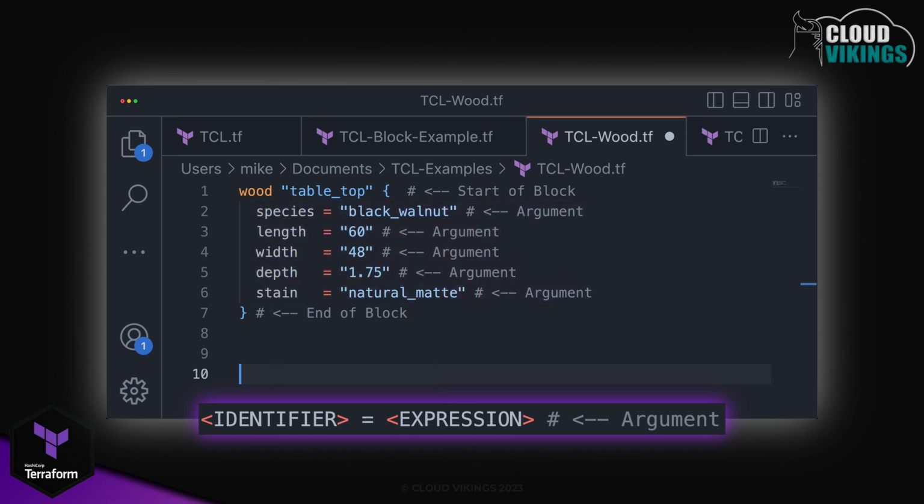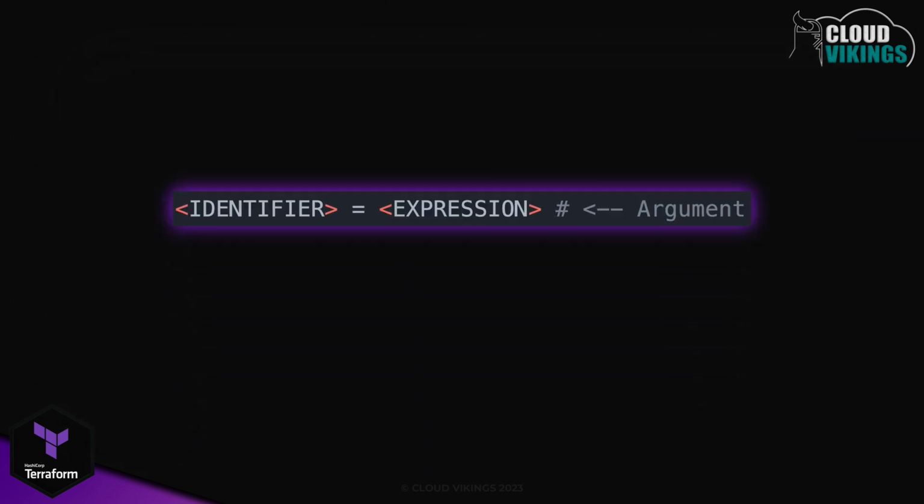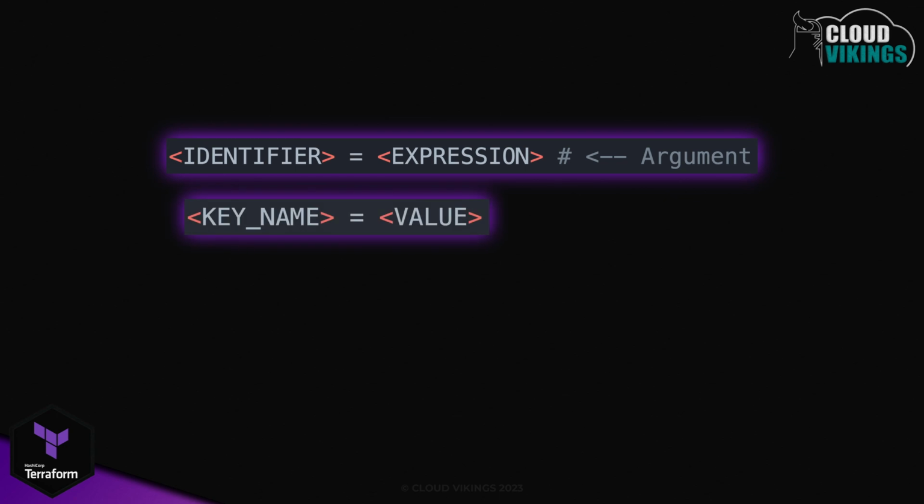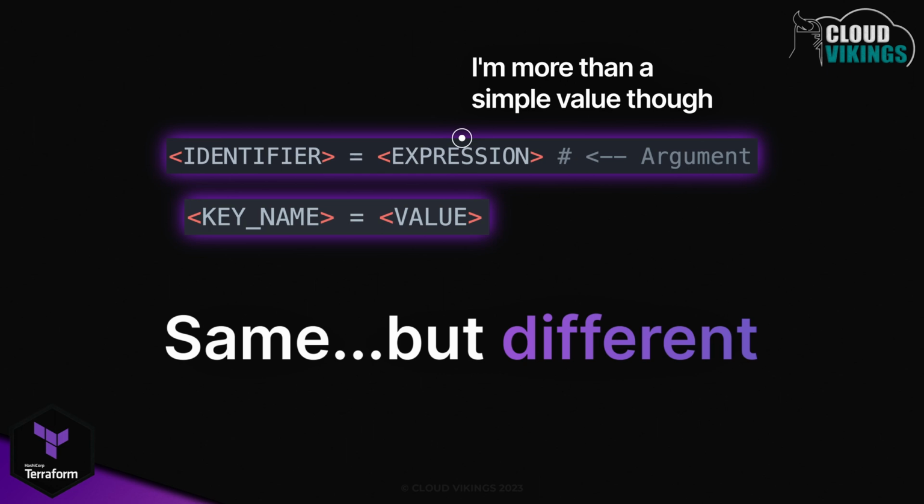Now, these argument identifiers or expressions can be simple literal values like this, or they can reference and combine values from other expressions and variables. So for an argument, the first identifier part before the equal sign is the argument name. Then after the equal sign, we have the argument's expression value. A simple way of looking at these attributes is like a key-value pair. With the Terraform configuration language, though, the value part, the expression, can do a lot more than just represent a text string or a numerical value.